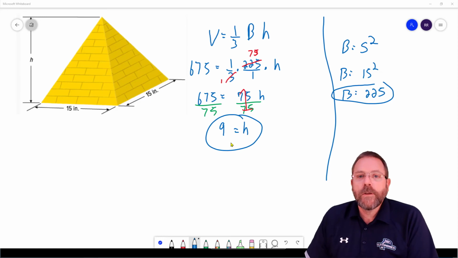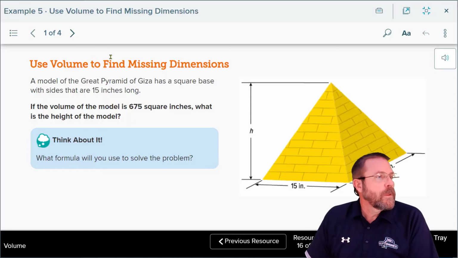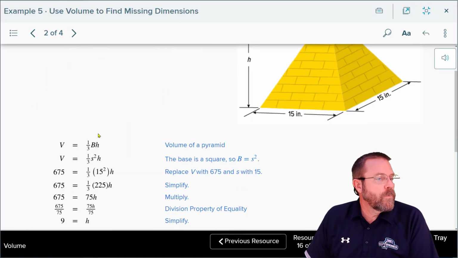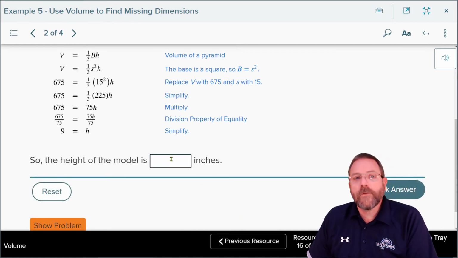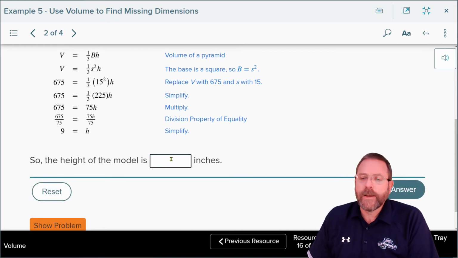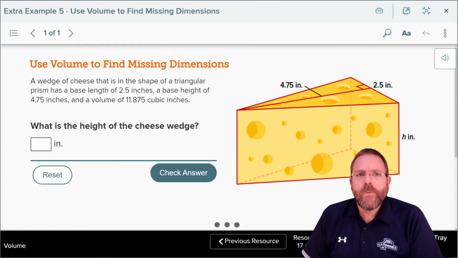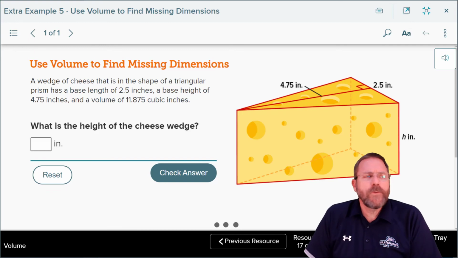Jump back over here to our textbook, and you can see that when they worked it, they ended up getting the same answer I did. You can plug it in there if it makes your heart happy. I'm not going to do that. And now we're on our last problem. I know this stuff's kind of hard, but I want you to give it a good try.